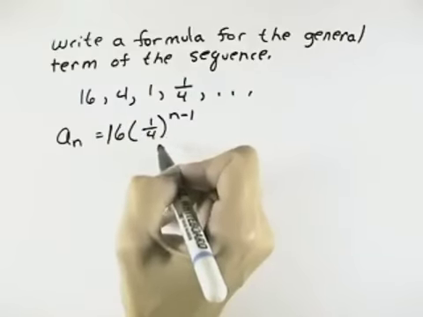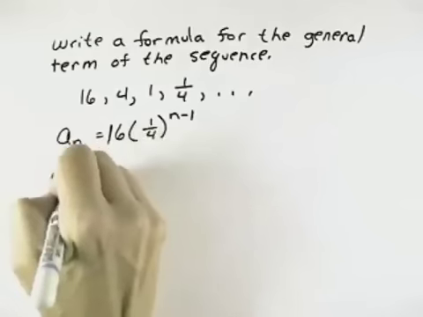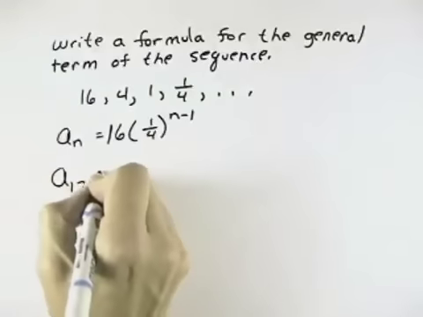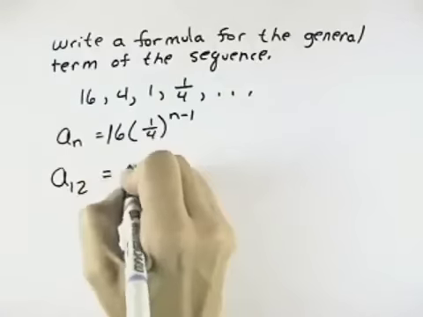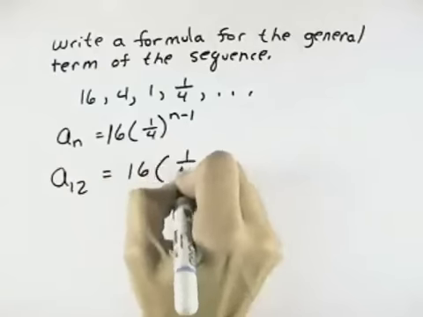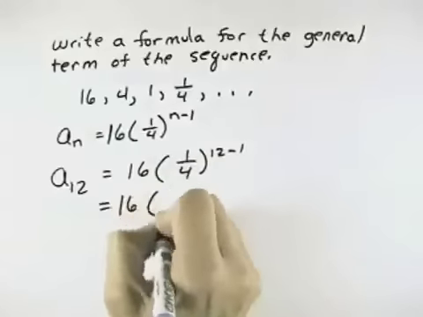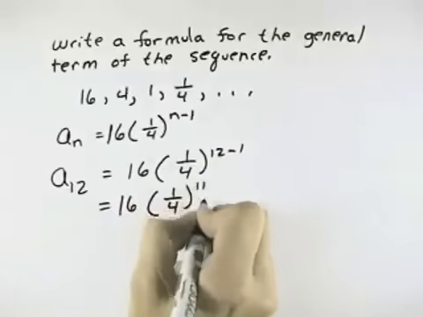And then I was also asked in this problem to find the 12th term. So instead of a sub n, I want a sub 12. So that means n equals 12. So I'd have 16, and I'd have 1/4 to the 12 minus 1. So that's going to be 16 times 1/4 to the 11th power.